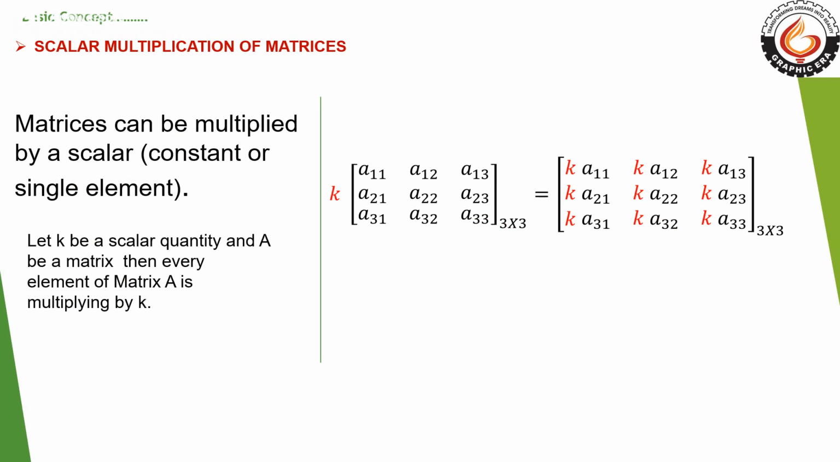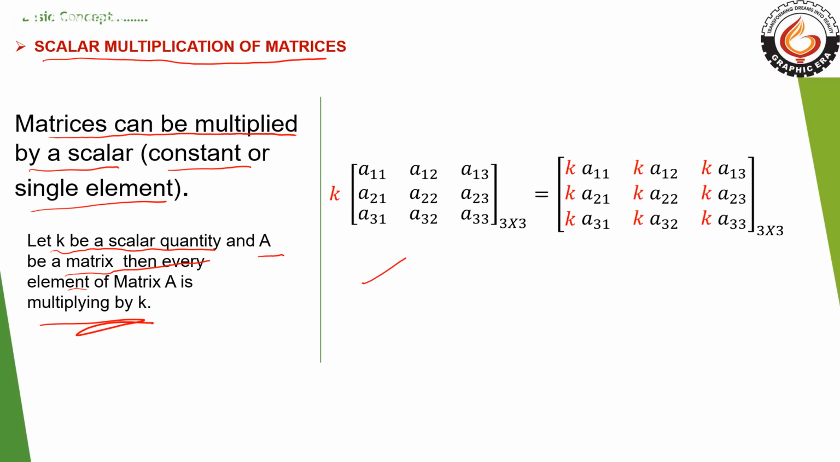Now come to multiplication. First we see the scalar multiplication of a matrix. Matrices can be multiplied by a scalar, that is a constant or a single element. Here we take k to be a scalar quantity and A the matrix, then every element of matrix A is multiplied by k. For example, if we have a matrix A and a scalar k, then k is multiplied to each element of the matrix A. So we get k a11, k a12, k a13, and in a similar manner for the second row and third row.